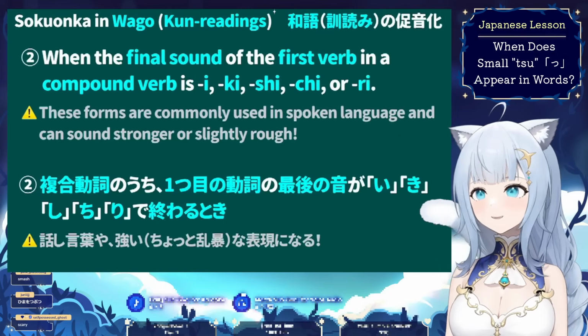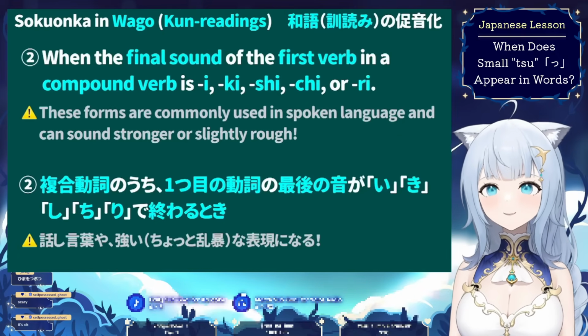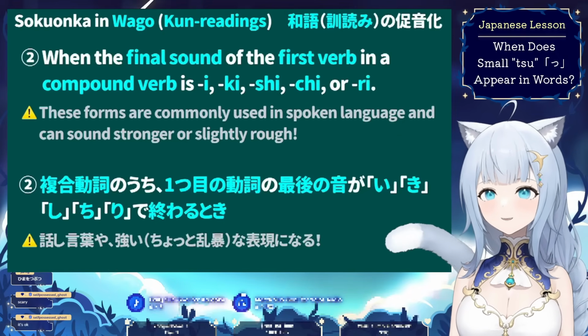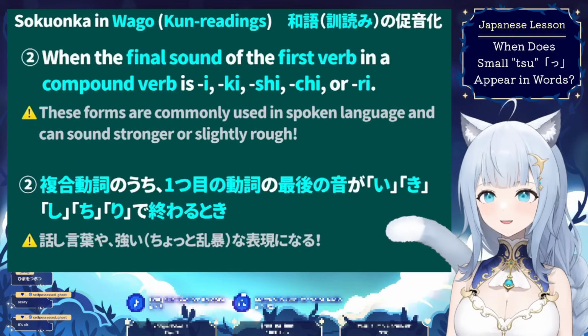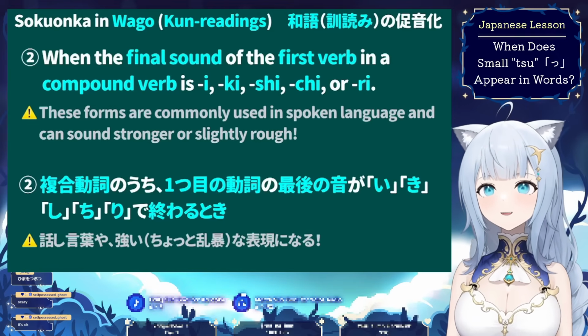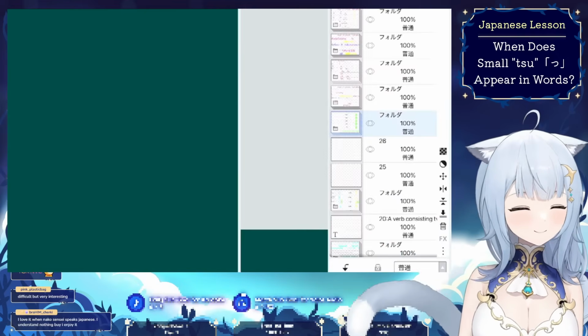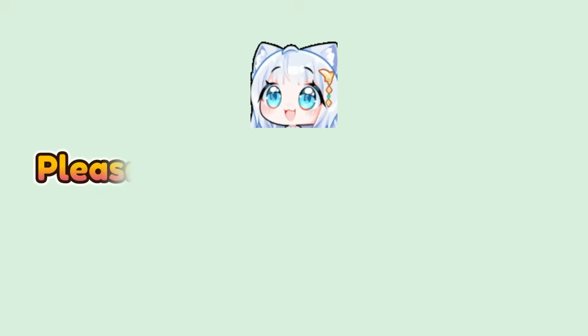So that was rule number 2. When the final sound of the first verb in a compound verb is i, ki, shi, chi, or ri. The sokuonka rule for wago is finished.